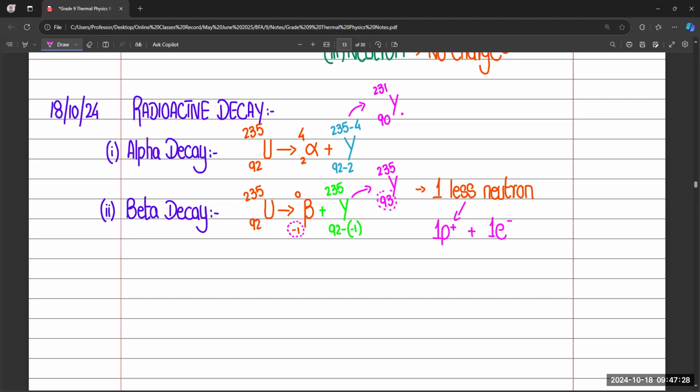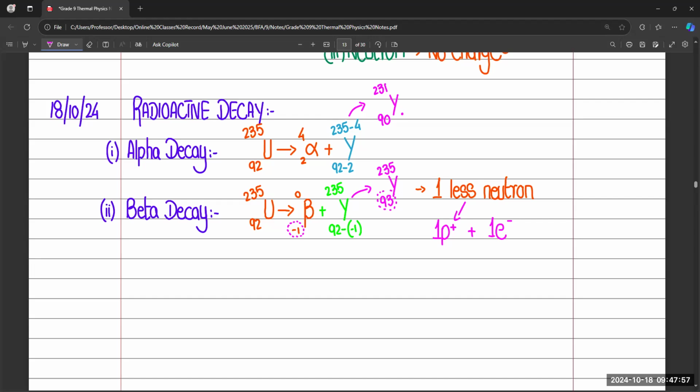So this happens because in beta decay, one neutron converts into one proton and one electron. That's why we are getting one more proton. So the number of neutrons decreases in the final result and the number of protons increases in your final result. Okay, so this happens only in beta, right?